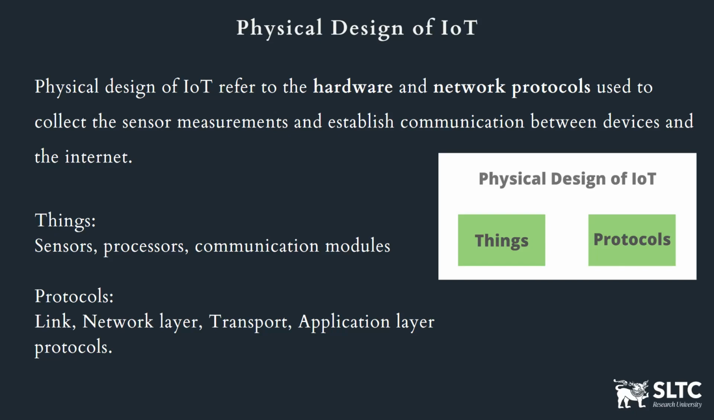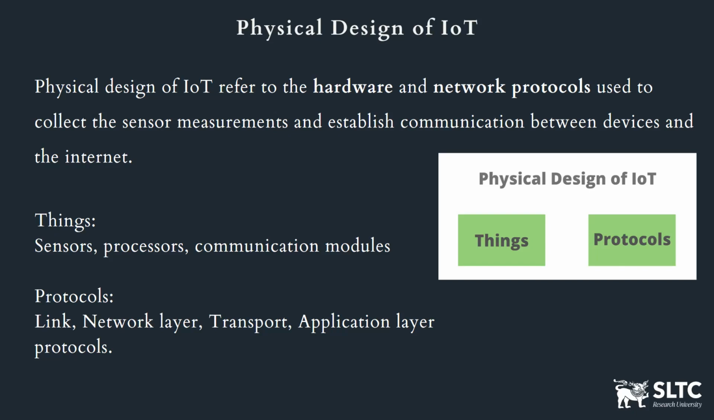Basically, the physical design of IoT can be divided into two categories. The first category is things. It's known as things, or we can call it smart objects, and they represent the hardware components that we use for IoT networks, right? So in order to design an IoT network physically, we need things and protocols.